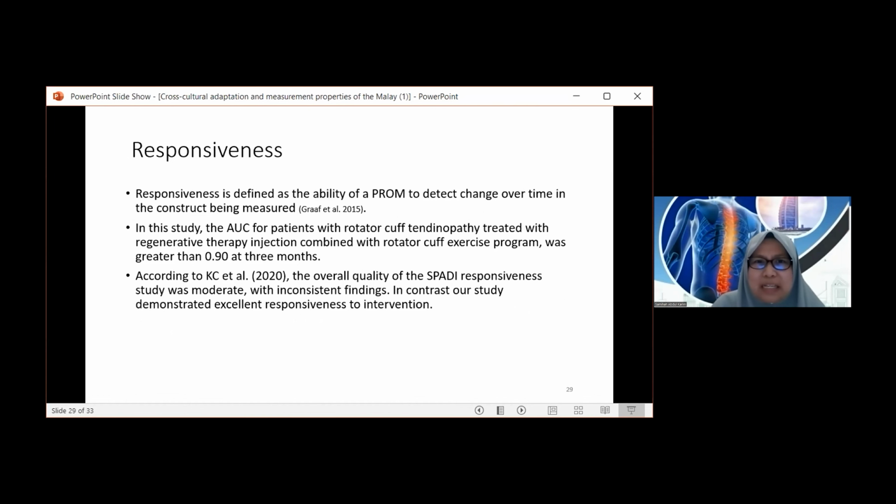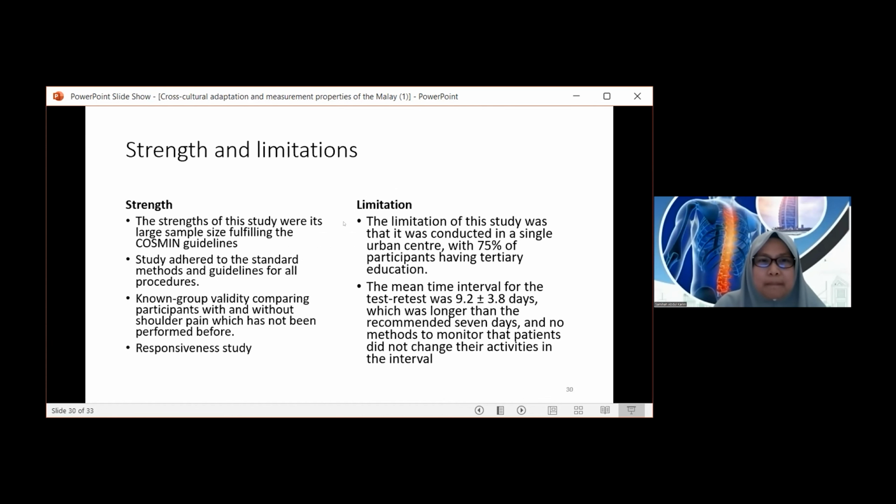A limited number of studies assess the responsiveness, especially for SPADI. However, the comparison was difficult to perform because the majority of the studies did not include information on the treatment received by the patient. Furthermore, differences in the disease severity and disease intervention may cause variability in the responsiveness outcome.